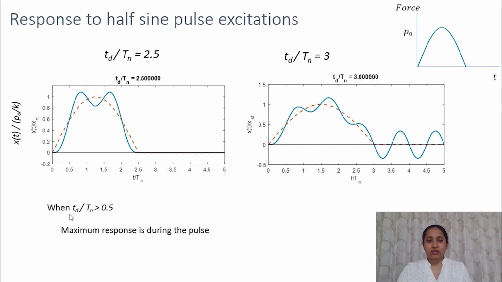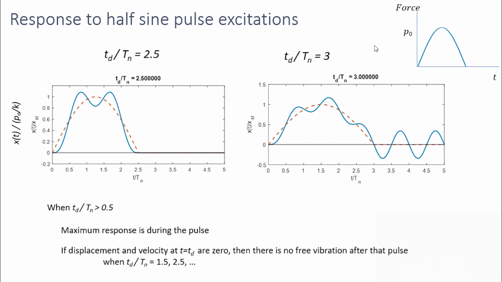So we can conclude that when Td by Tn is greater than 0.5, the maximum response is during the pulse, and that maximum response will reduce as Td increases. And if displacement and velocity at t equal to Td are 0, then there's no free vibration after the pulse. This happens when Td by Tn is equal to 1.5, 2.5, etc.